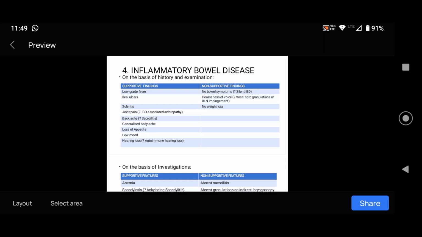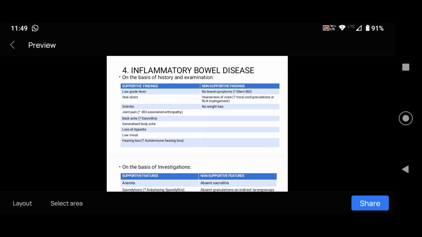Ma'am, next we kept inflammatory bowel diseases. In this case, we initially thought ileal ulcers were one of the presenting features. But even if they are in the past, they will slightly go in favor of inflammatory bowel disease here.